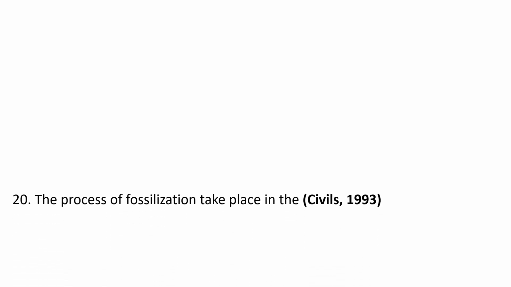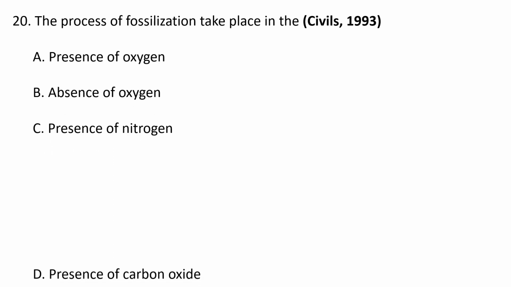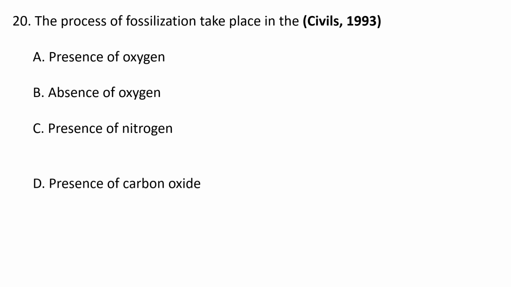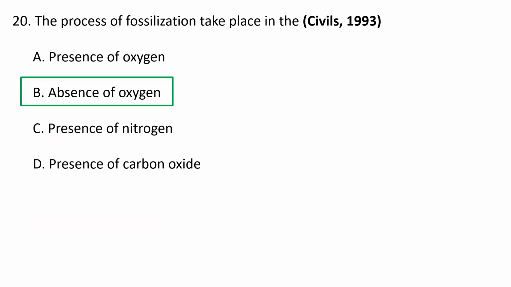Next question. The process of fossilization takes place in A. Presence of oxygen. B. Absence of oxygen. C. Presence of nitrogen. D. Presence of carbon dioxide. So fossilization takes place generally in the absence of oxygen. A low amount or absence of oxygen is important because it slows down the decomposition of the soft parts by bacteria, which favors the preservation of the soft parts as thin carbon films.